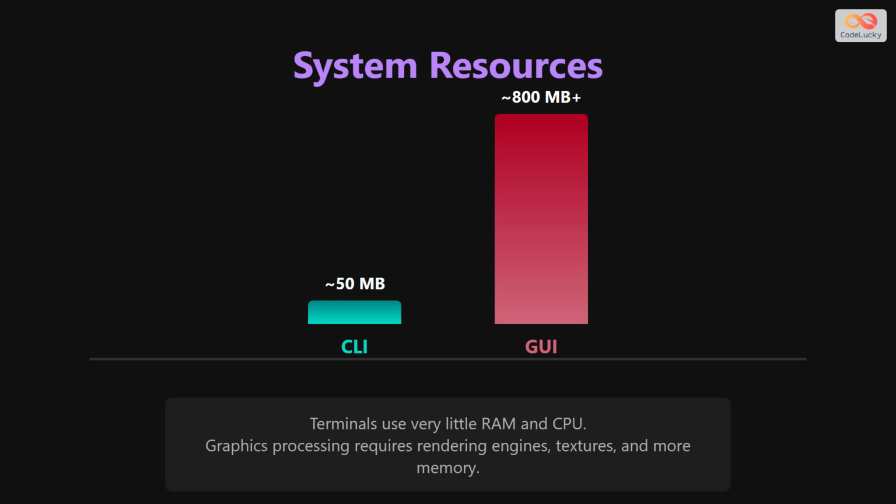Graphical interfaces are heavy. They need memory to render windows, shadows, and animations. The terminal is incredibly lightweight. It uses a tiny fraction of your system's RAM and CPU. This leaves more power for your actual code and applications to run smoothly.